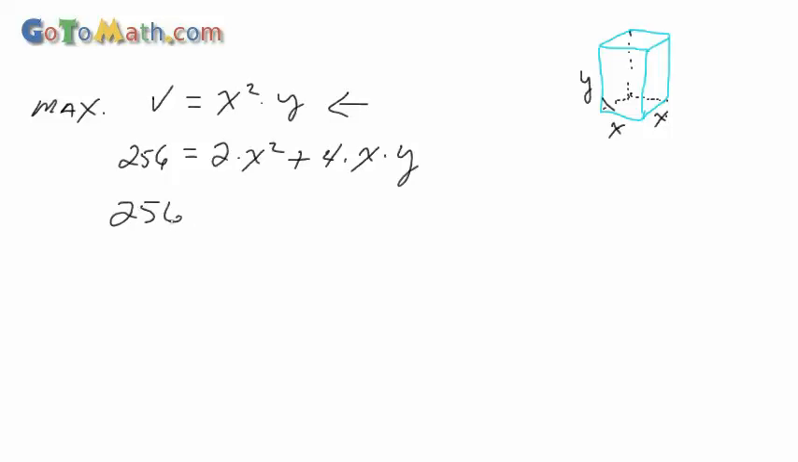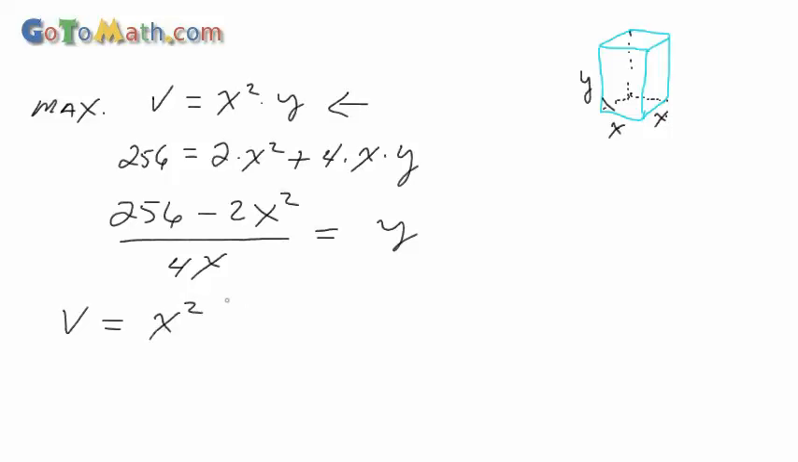So we have 256 minus 2x squared over 4x is equal to y. Actually, that wasn't too bad, right? Now what I'm going to do is take this and plug it into the volume. So we get V is equal to x squared, and then I'm just going to do a parentheses here, so we have 256 minus 2x squared over 4x.